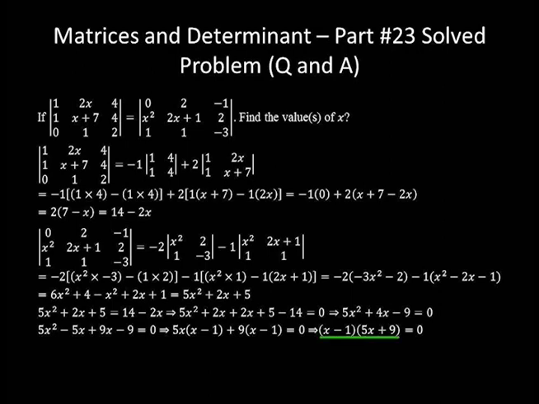This expression is equal to 0 only when either x minus 1 equal to 0 or 5x plus 9 equal to 0, because it is the product of the two terms. If either of them is equal to 0, the whole product will be 0. x minus 1 equal to 0 only when x equal to 1. To solve 5x plus 9 equal to 0, take plus 9 to the right of the equality sign and divide both sides by the coefficient of x, that's 5. Then we will find x equal to negative 9 over 5.